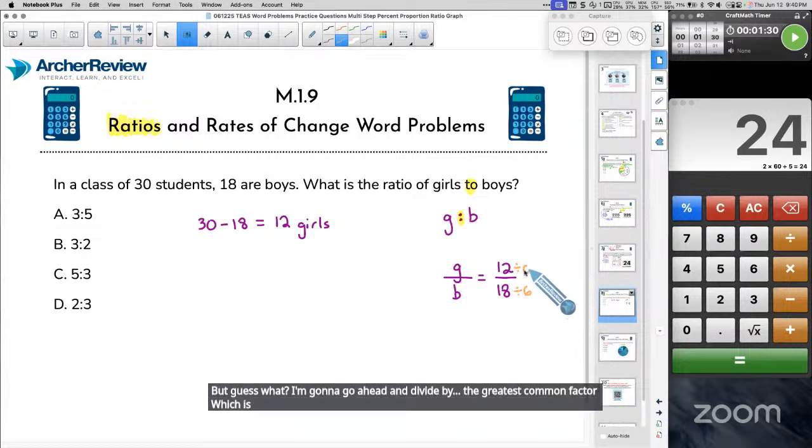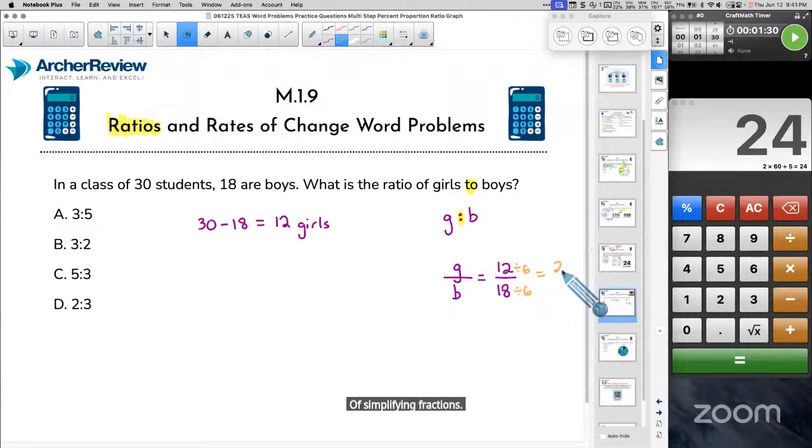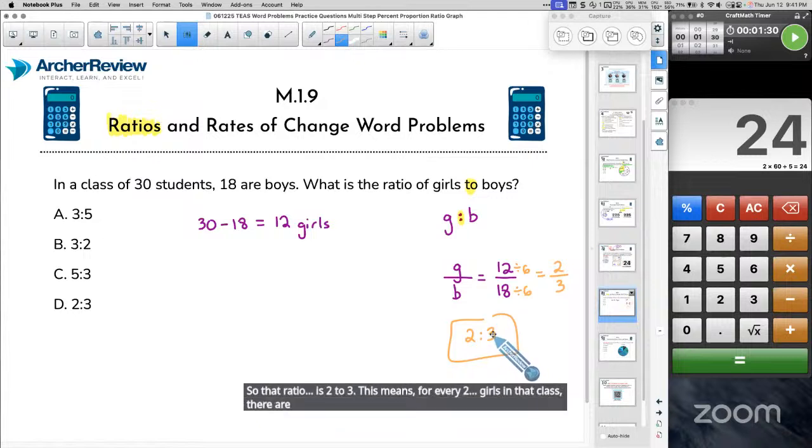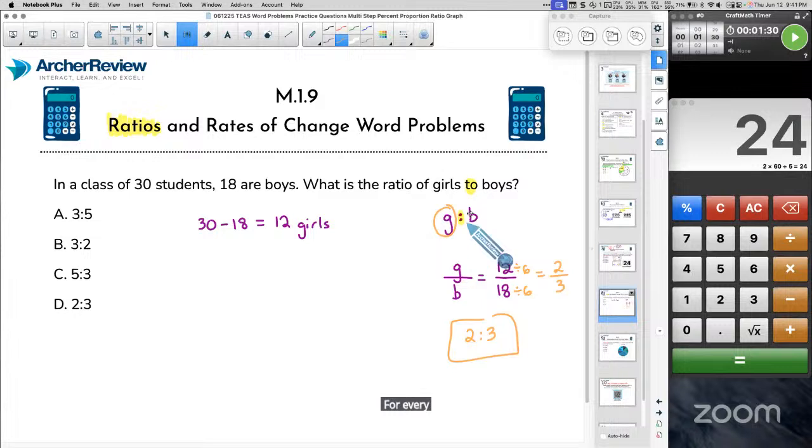And I'm only doing that just to save a little bit of time and just show you the freedom of simplifying fractions. 12 divided by 6 is 2. 18 divided by 6 is 3. So that ratio is 2 to 3. This means for every 2 girls in that class, there are 3 boys. That's what this ratio means. For every 2 girls, there are 3 boys. So our answer is D.